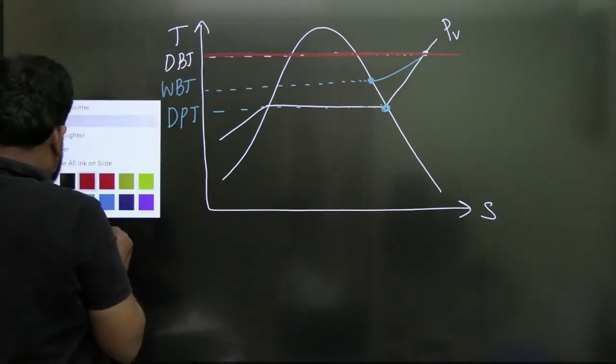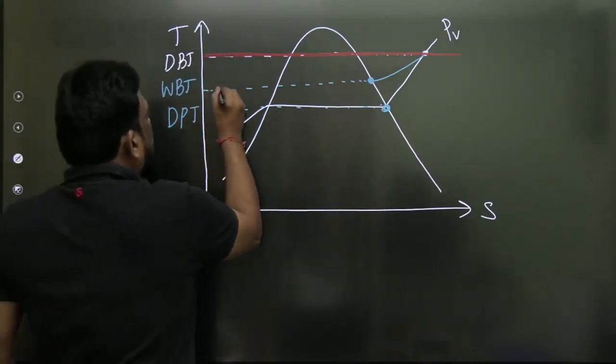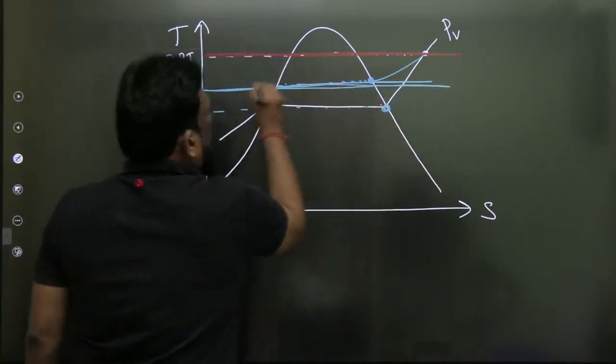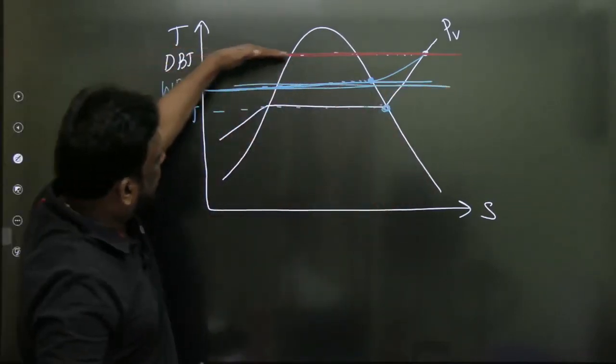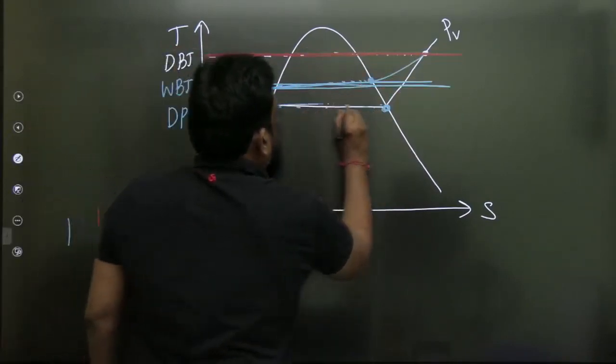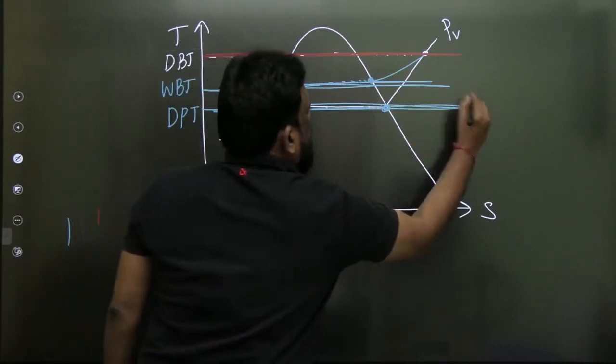And what is this line? ये लाइन क्या है सर? What is this line? It is a constant wet bulb temperature line. Correct ना? Constant dry bulb temperature line. Constant wet bulb temperature line. And this is constant dew point temperature line.